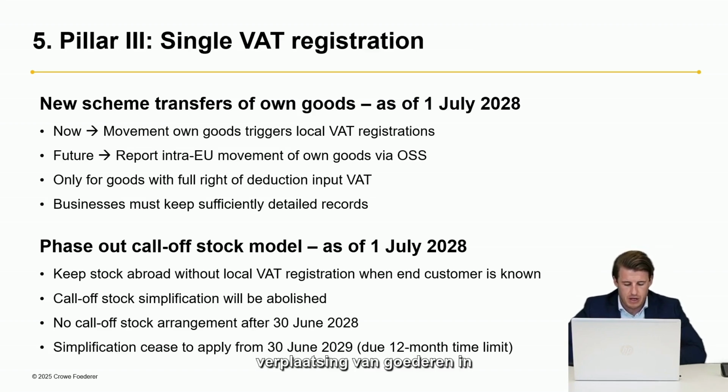EU businesses can report the movement of own goods in the member state of establishment, and for non-EU businesses this will be the member state of departure of the goods, which is similar to what's going on with registering for the OSS scheme at the moment. And there is an all or nothing principle for the transfer of own goods scheme: either you report all your transfers of own goods in this scheme, or you cannot make use of the new scheme for transfer of own goods, if you would like to use your local VAT registrations for the transfer of your own goods.